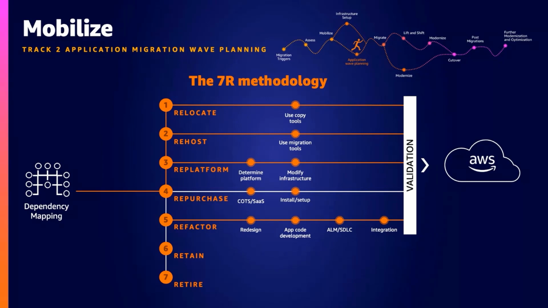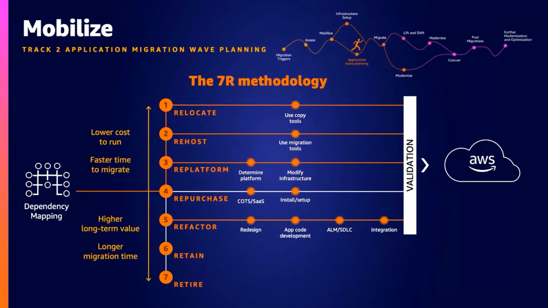So from the cost, time, and value perspective, relocation and rehost are the fastest and the cheapest. Replatforming and refactoring take a long time, but have a higher long-term value.